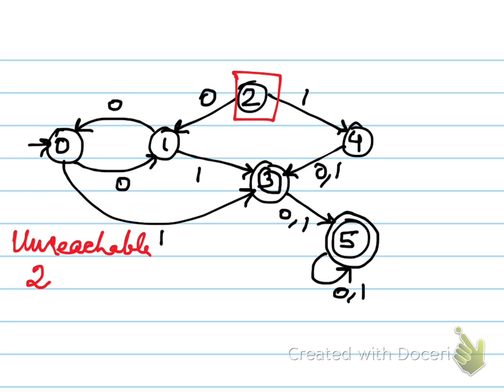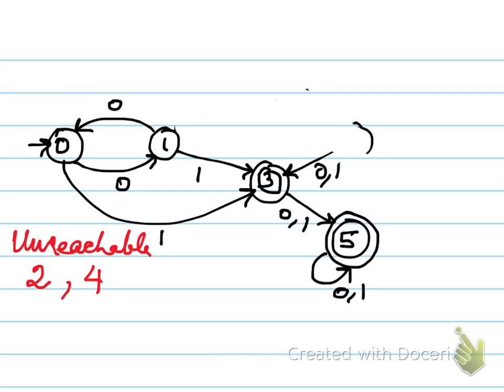If we look at this a little bit more, we will find that state 4 can be entered only via 2, but you cannot reach 2 from 0, the start state. So 4 is also unreachable. So 2 and 4 are unreachable states. Let us remove these states, 2 and 4. Like I had mentioned earlier, we can remove the unreachable states.